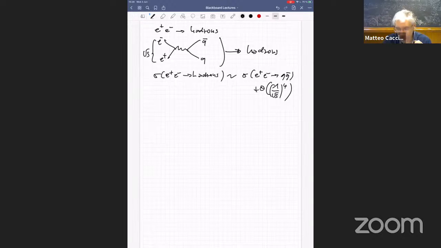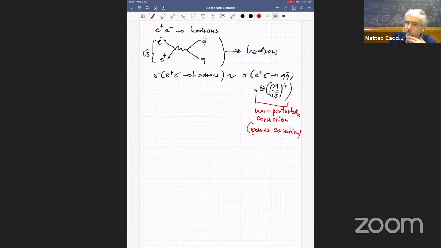And so this is what is often called a non-perturbative correction. And also it has the form of a power correction. And it is a particularly small power correction. You see lambda over root s to the power of 4, because indeed it is a very inclusive quantity.